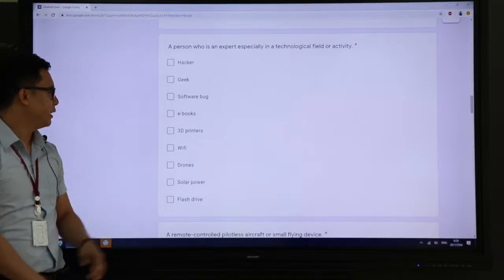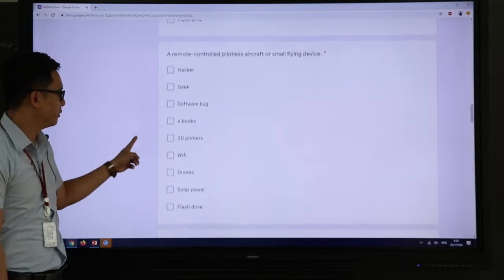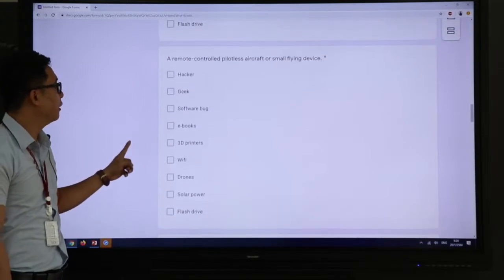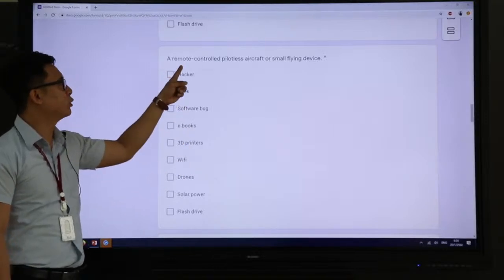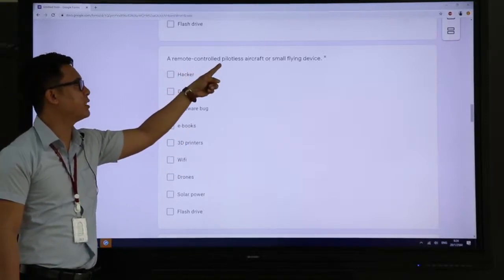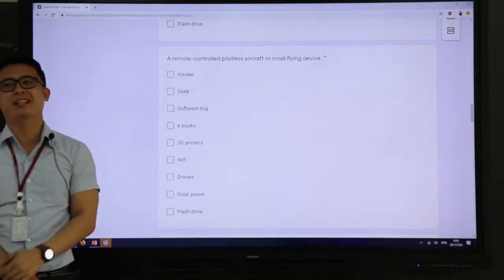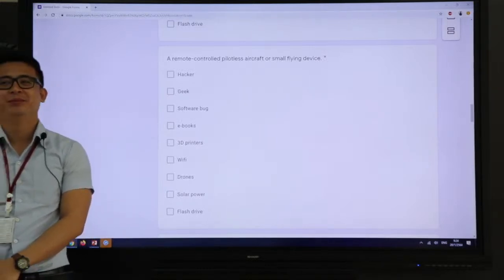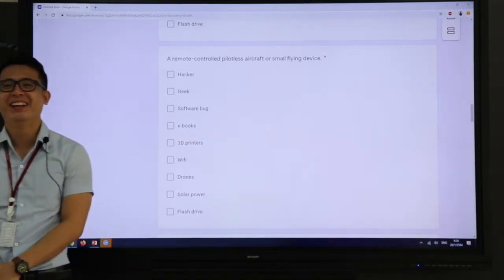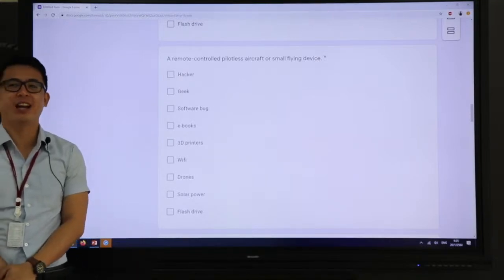Okay? Next. All right. The next one: a remote controlled pilotless aircraft or small flying device. It's very obvious. I know you know this one already. Helicopter. Is it a helicopter?